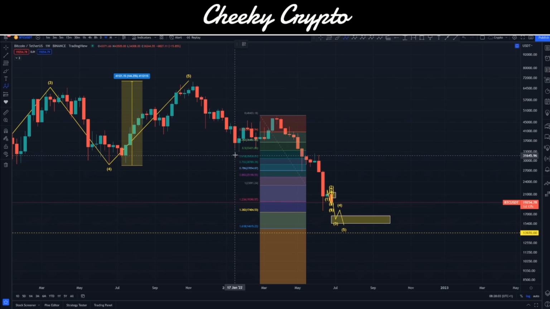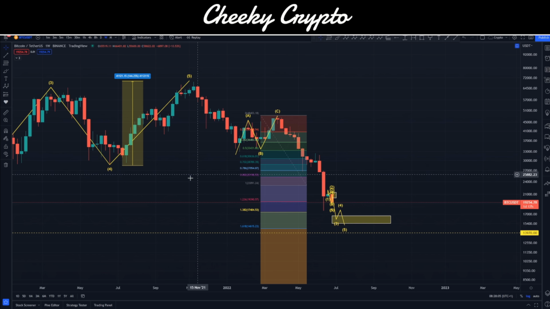Okay, so if I draw on an ABC, we can go A, B, and C. We can see it's a 3-wave move. I mean, that's really important to note, but anyway, nonetheless, it's right here. Now, when we drop down, we can see that we've come down to this 1.382 area. This is an important area to hit because historically we haven't had a level drop down this low.